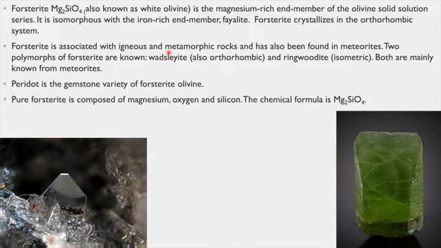Two polymorphs of forsterite are known: wadsleyite, also orthorhombic, that's what I discussed earlier, and ringwoodite, which is isometric. Both are mainly known from meteorites. Peridot is a gemstone variety of forsterite olivine. Pure forsterite is composed of magnesium, oxygen, and silicon. The chemical formula is magnesium silicon oxide. So here are the two pictures of forsterite.